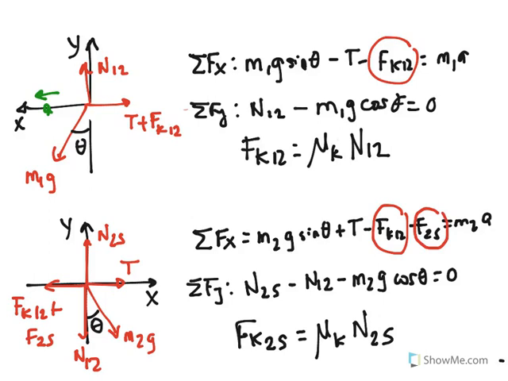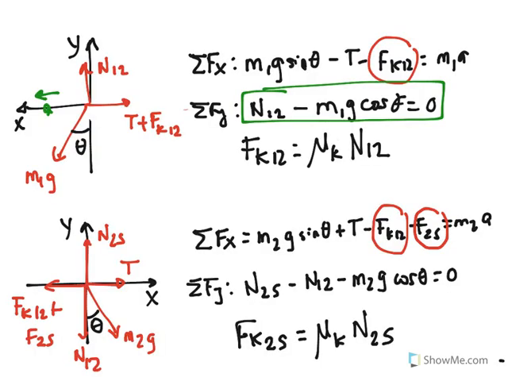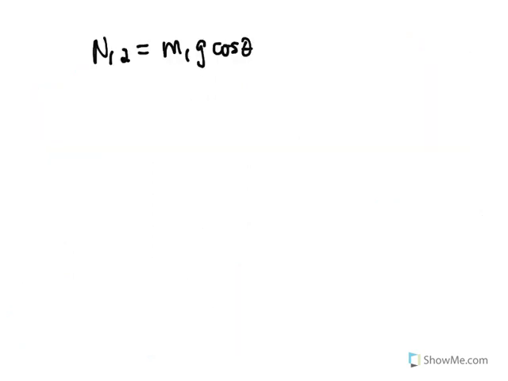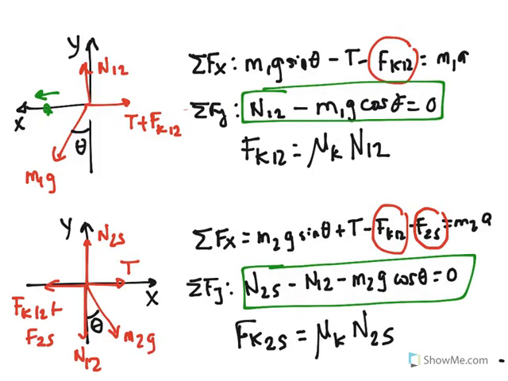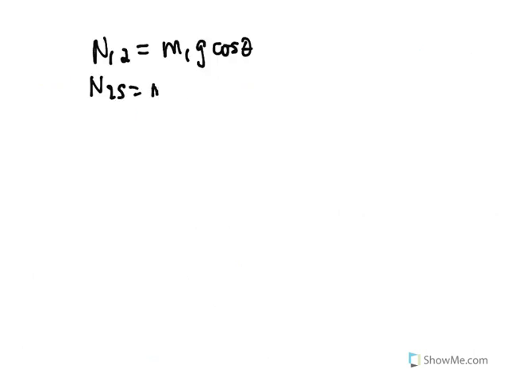Once you have the equations, you can conclude from this equation that normal 1 with block 2 is going to be equal to mass 1 gravity cosine of theta. You can obtain from this equation that normal 2 with the surface is going to be equal to normal 1, 2, which we already know is mass 1 gravity cosine of theta, plus mass 2 times gravity cosine of theta.